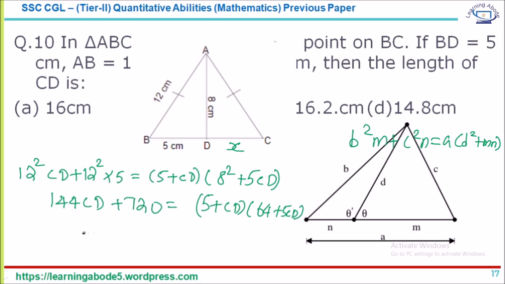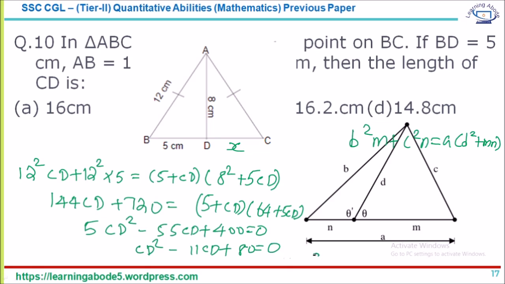Okay, so you will get 5 CD square minus 55 CD plus 400. That's a quadratic equation. So you get CD square minus 11 CD plus 80 equal to 0. So solve, you will get CD equal to 16 centimeter. That's answer option A. So the core idea here is this Stewart's theorem.